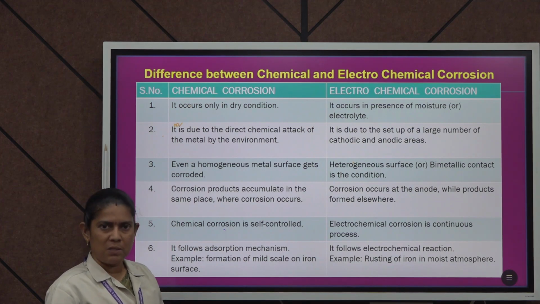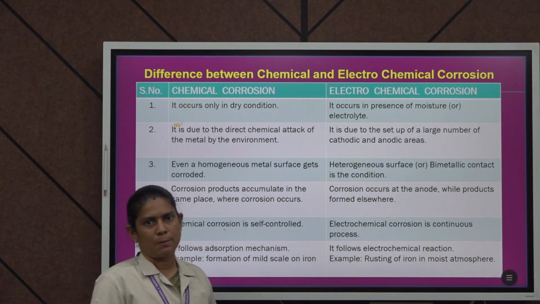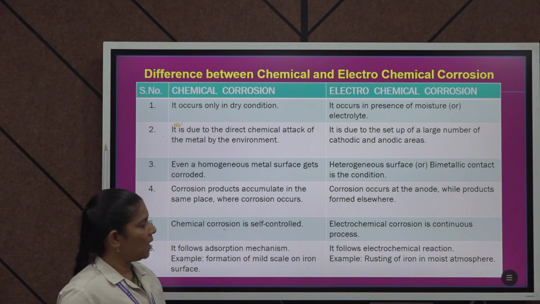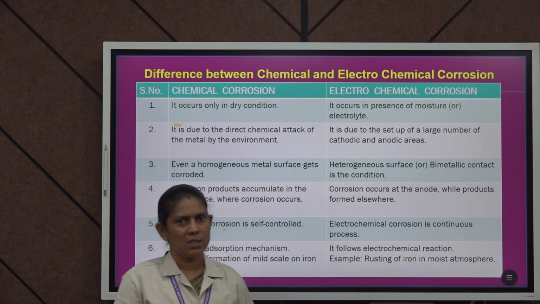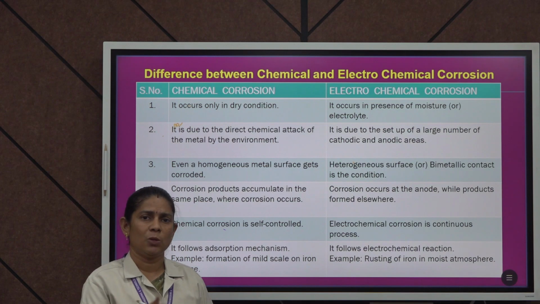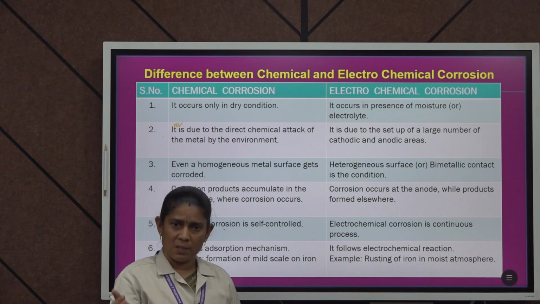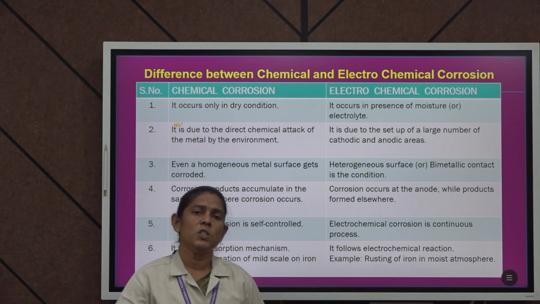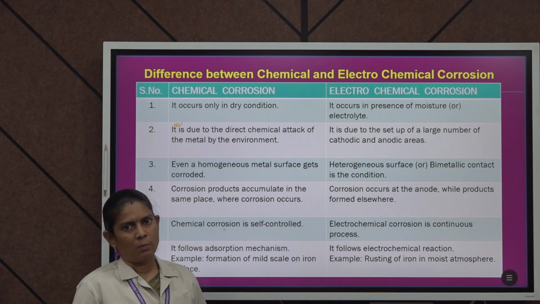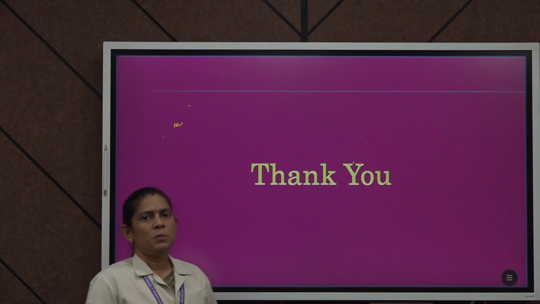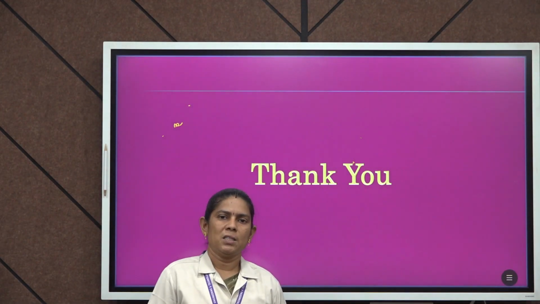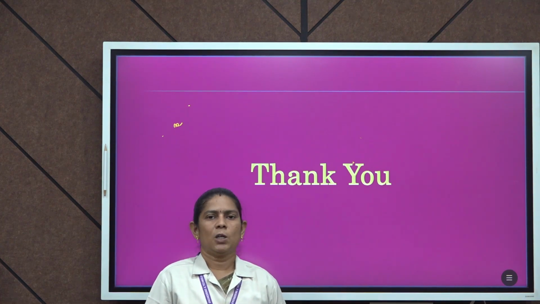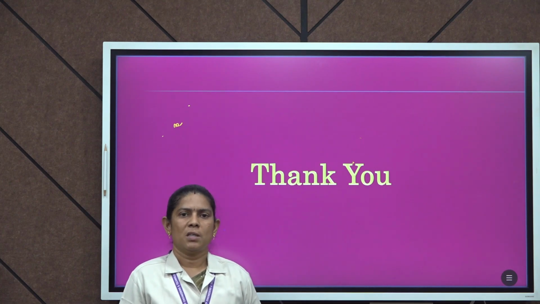And the last difference is that chemical corrosion follows the adsorption mechanism, for example, formation of mild scales on an iron surface, and electrochemical corrosion follows the electrochemical reaction, because we have already discussed that anodic and cathodic reactions take place, with flow of electrons in the presence of an aqueous medium. So, for example, rusting of iron. These are the major differences between chemical and electrochemical corrosion. So, in this session we have covered the classifications of corrosion, particularly electrochemical corrosion, and we compared the chemical and electrochemical corrosions. That is all for today's lecture. Thank you.